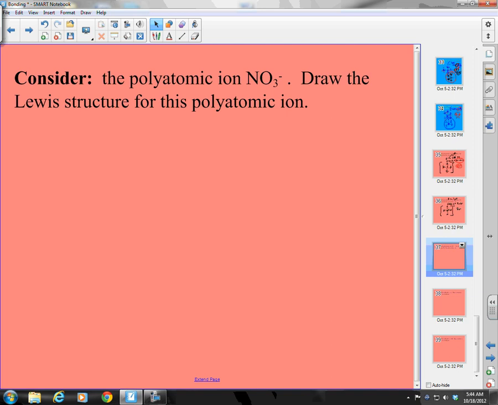Going forward, I'll let you try one more. Here you go. This is a tough one. Draw the Lewis structure for nitrate.